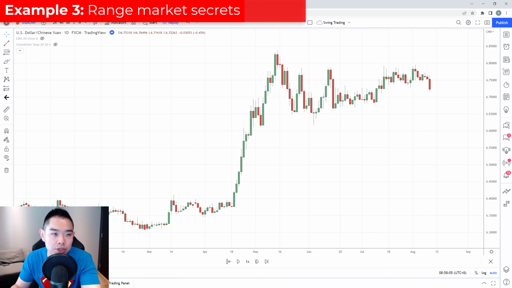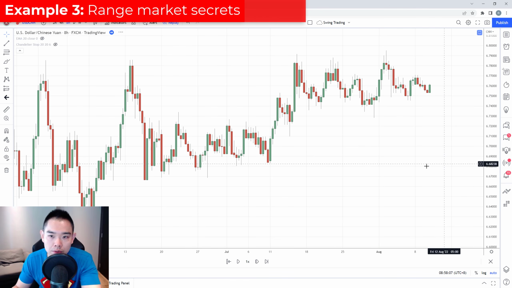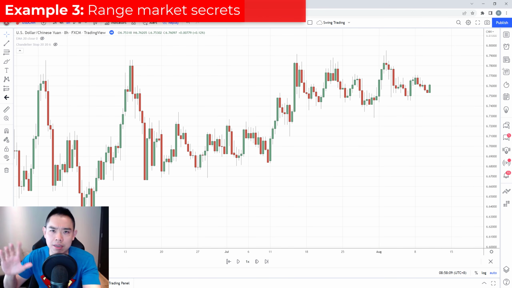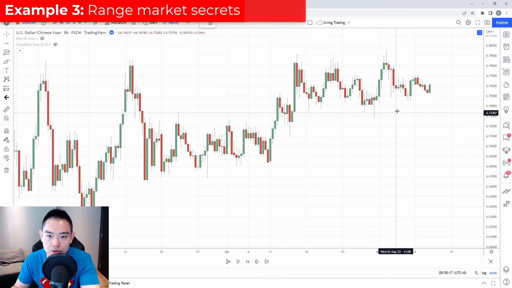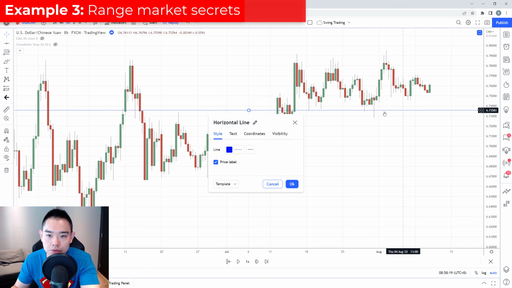Okay, so let's get back to the charts. This is the 8-hour time frame chart that I was sharing earlier. Again, the same thing applies. The market is in a range. We look to identify the area of support that we want to trade from. That's the area of value. So I'm just going to draw this horizontal line somewhere about here. Let's change this to blue to signify support.